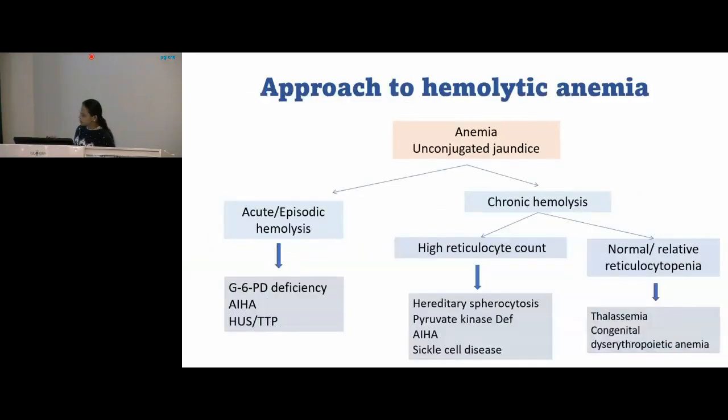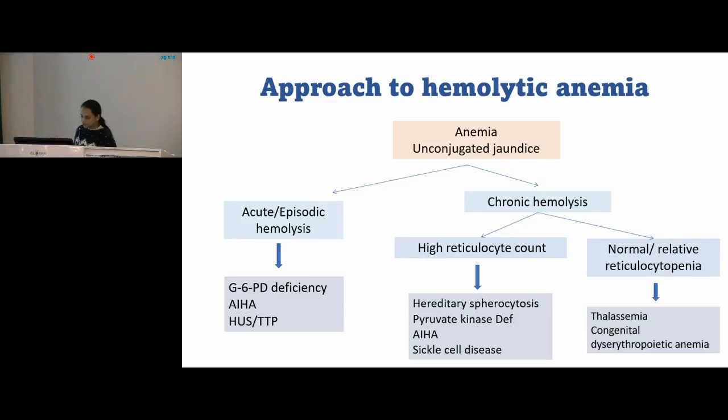We have already seen that we will think of a hemolytic anemia if a child presents with anemia and has unconjugated hyperbilirubinemia. Hemolytic anemias can be divided into a category where they usually present with acute or episodic hemolysis. Episodic hemolysis and acute presentation is common in G6PD deficiency and AIHA. HUS and TTP spectrum disorders also have an episodic presentation. Then we can move on to those categories where there will be chronic hemolysis going on.